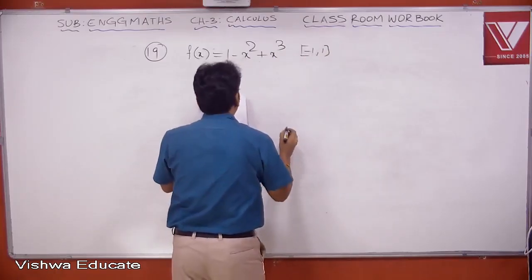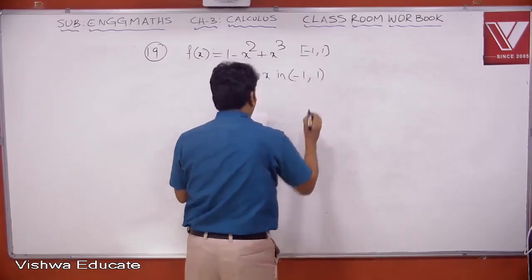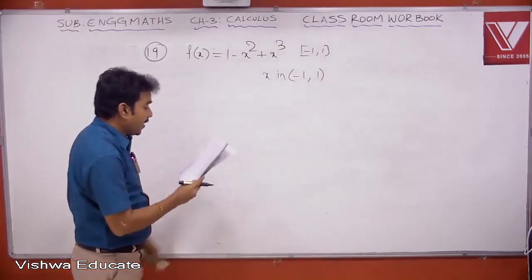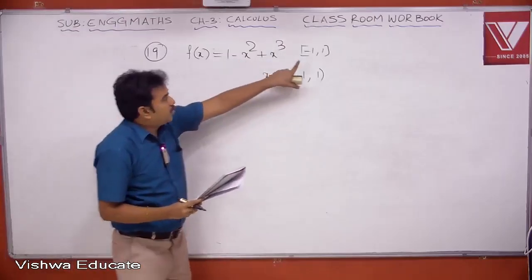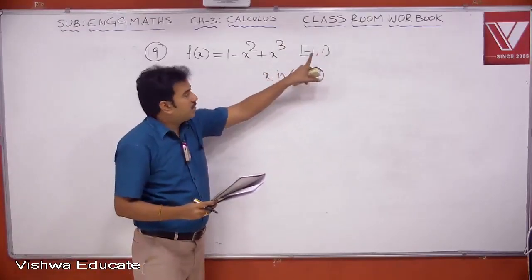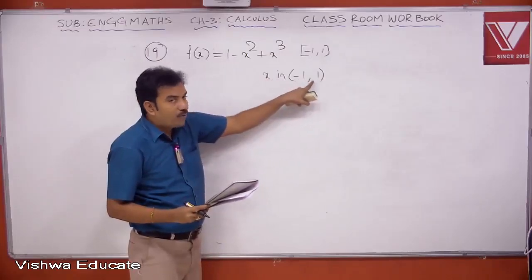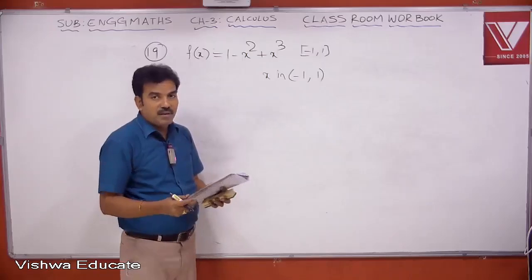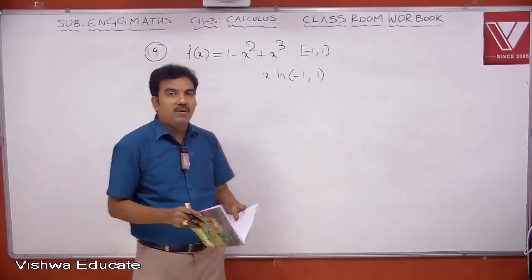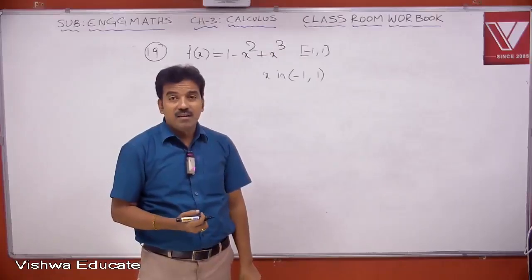The value of x in open interval -1 comma 1 for which the mean value theorem is satisfied is. So function is given. Its domain is closed interval a comma b, that is -1 comma 1. We need to find value of x in the corresponding open interval for which the mean value theorem is satisfied. Here name of the mean value theorem is not specified, but single function is given. Ultimately it can be either Lagrange's or Rolle's theorem.